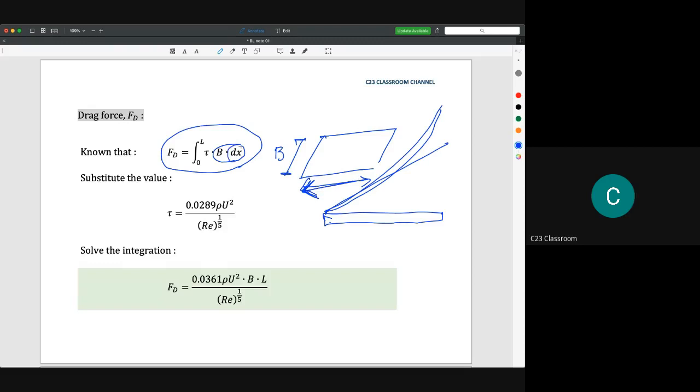So why do we start with dx here? Because, for example, we have a plate here. We start by calculating a very small area. This small area will have a certain value of width. So we are calculating this area first. The width is B, but the distance here is dx. That's why we do the equation here as B times dx.